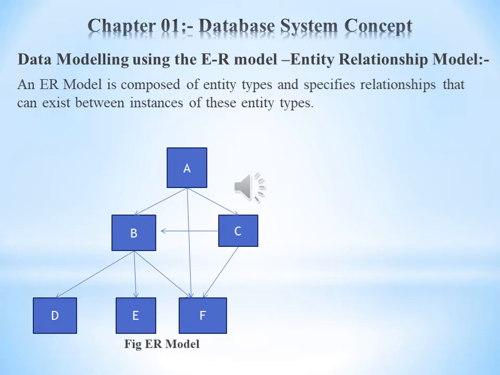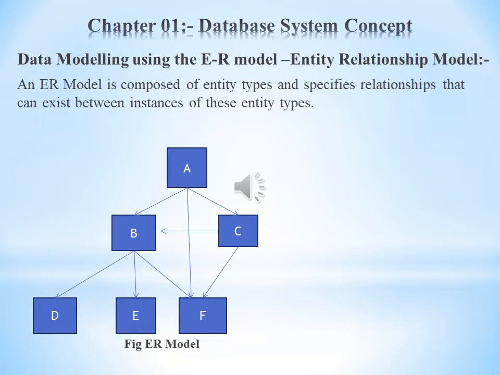That means entity relationship model. ER stands for entity relationship model. This model describes the interrelated things of interest in a specific domain of knowledge. An ER model is composed of entity types which classify the things of interest and specifies relationships that can exist between the instances of those entity types.